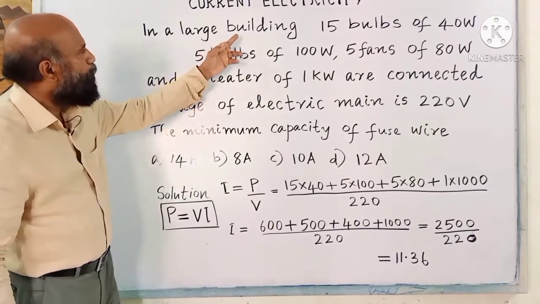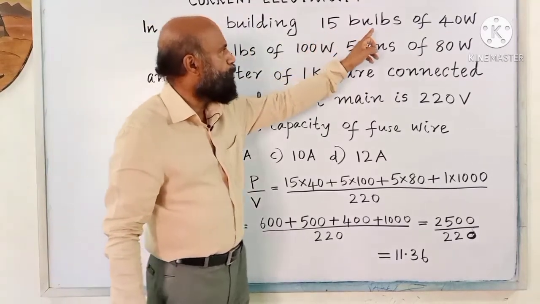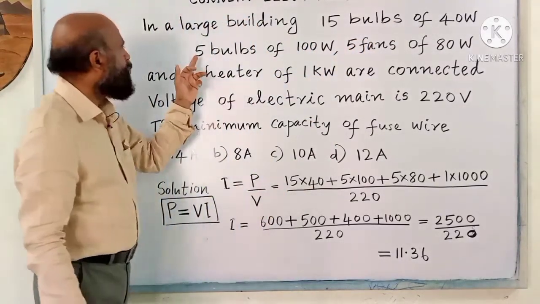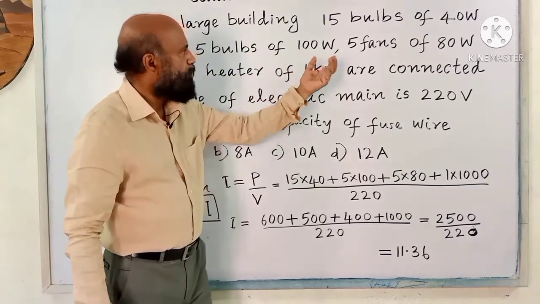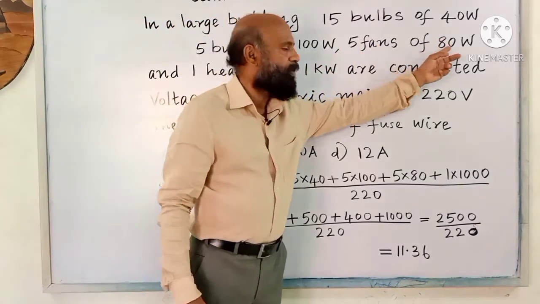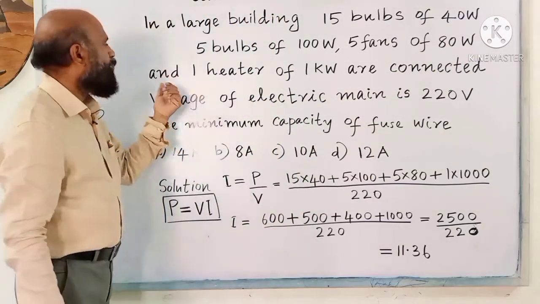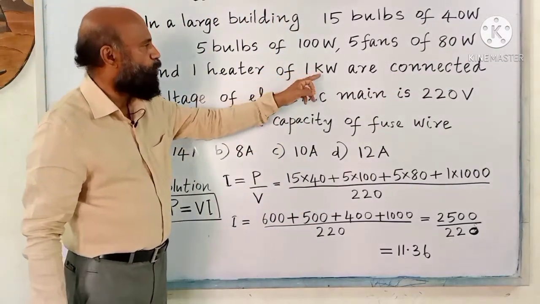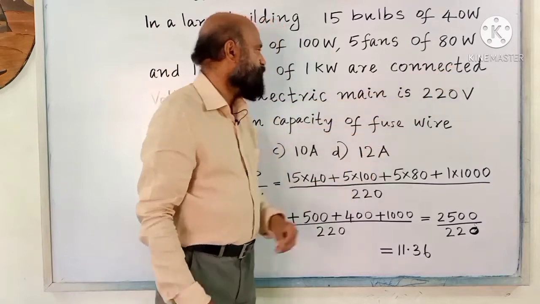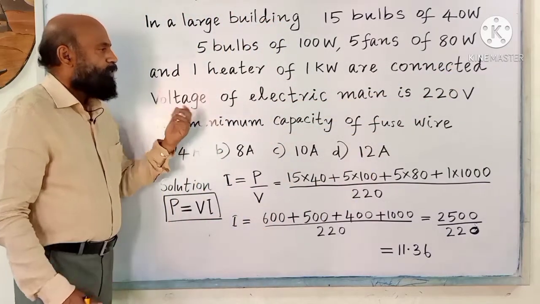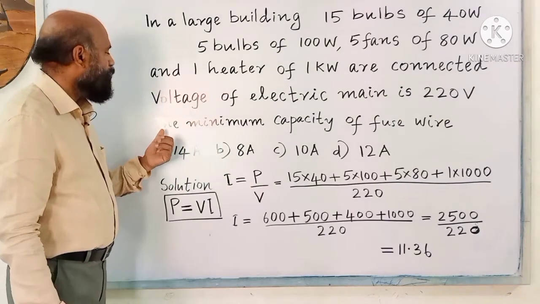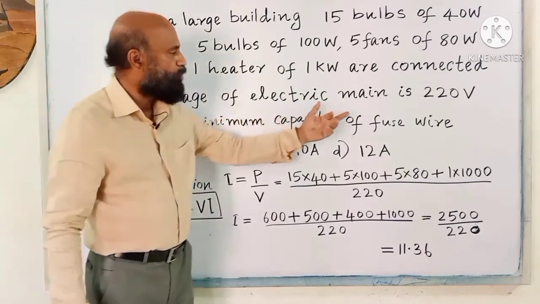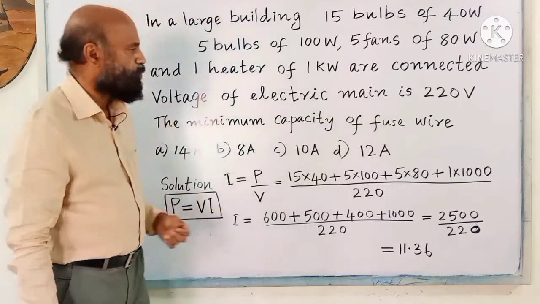In a large building, 15 bulbs of 40 watt and 5 bulbs of 100 watt, 5 fans of 80 watt and 1 heater of 1 kilowatt are connected. Voltage of electric main is 220 volt. What is the minimum capacity of the fuse wire? That's the question.